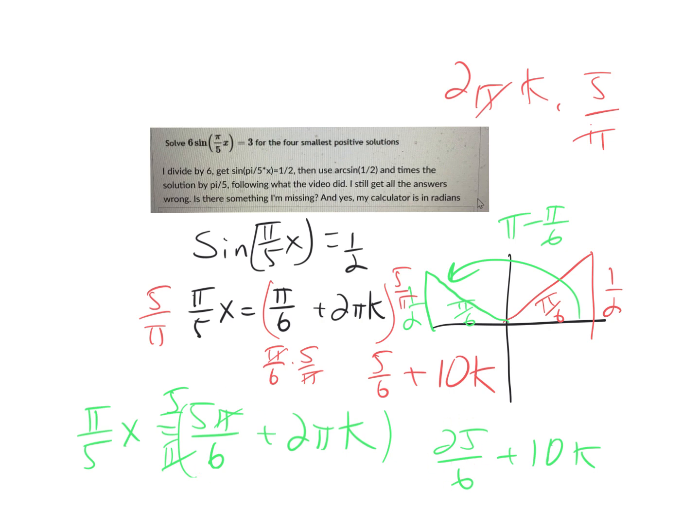And then to get the next answer, let me come up here. So I got 5 over 6. I got 25 over 6. And then I'm going to add 10 to this. And I don't have a calculator on me, so I'm not going to compute the actual decimal values. And then the next one will be the 25 over 6 plus 10. And that's how you do it.